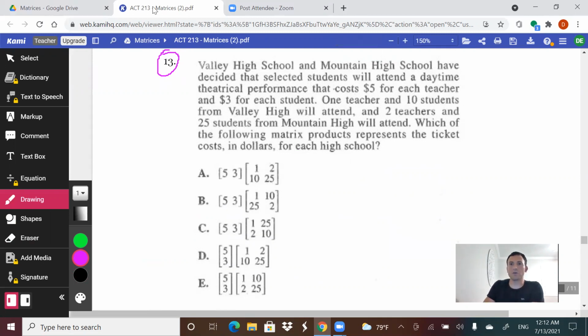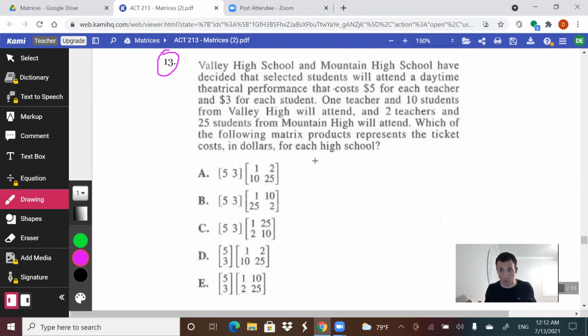So Valley High School and Mountain High School have decided that selected students will attend a daytime theatrical performance that costs $5 for each teacher and $3 for each student. 1 teacher and 10 students from Valley High will attend. 2 teachers and 25 students from Mountain High will attend. Which of the following matrix products represents the ticket cost in dollars for each high school?